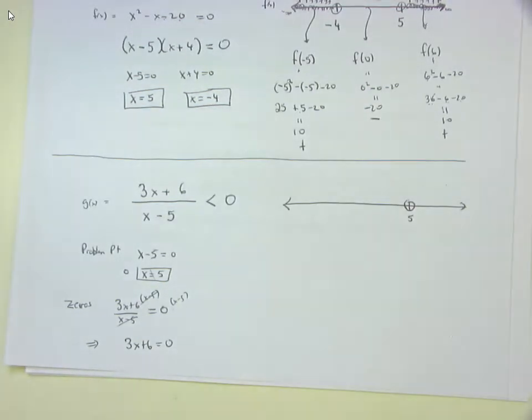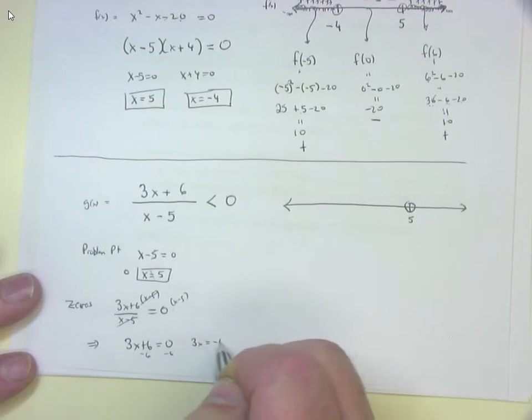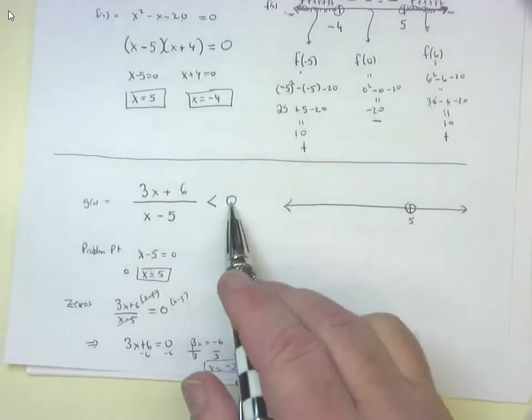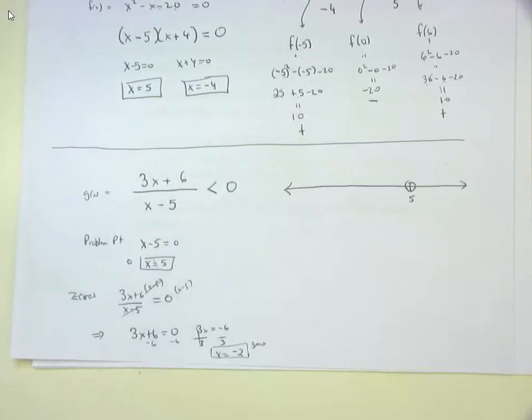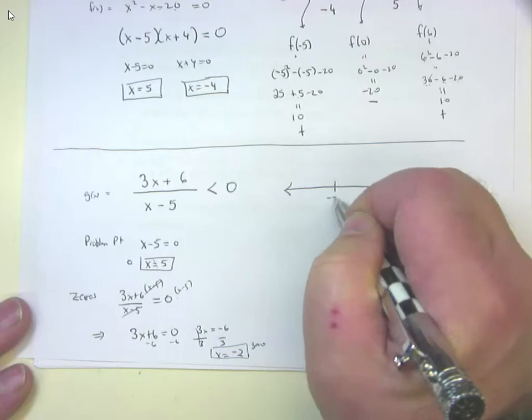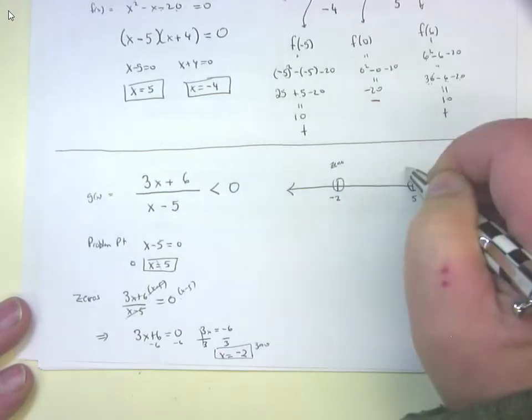So I'm going to subtract 6 from both sides. That gives me 3x equals negative 6. I'm going to divide by 3 on both sides, and I get x equals negative 2. Does that make sense? And there's my 0 point. This is the 0, but we want to omit the 0, because remember, we're originally trying to find when this guy is less than 0. So I'm going to put it on the number line. There's 5, so negative 2, the 0 is here. So this is my 0 point, and this is my point that does not exist.